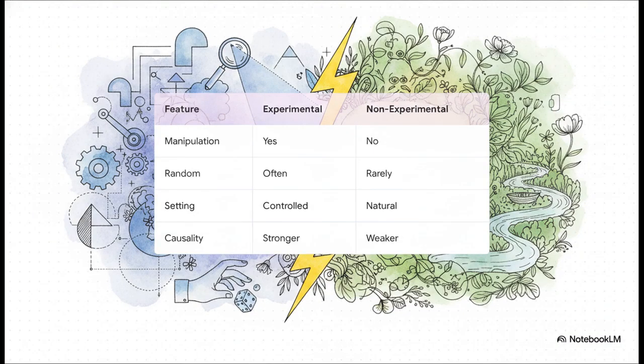Now, what's really interesting about this slide is that it's time to put these two blueprints in the ring together for a head-to-head matchup. As we draw the battle lines here, I want you to constantly signpost back to this main question. Are we manipulating, or are we observing? Experimental design deliberately manipulates, non-experimental naturally observes. Experimental loves random assignment, non-experimental rarely uses it.